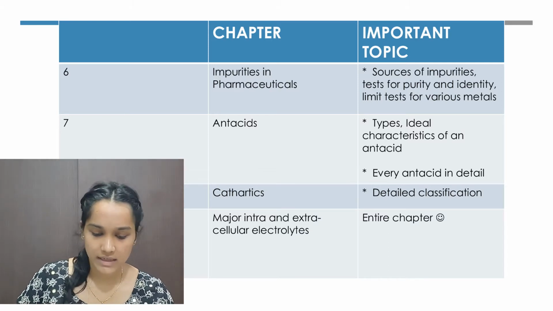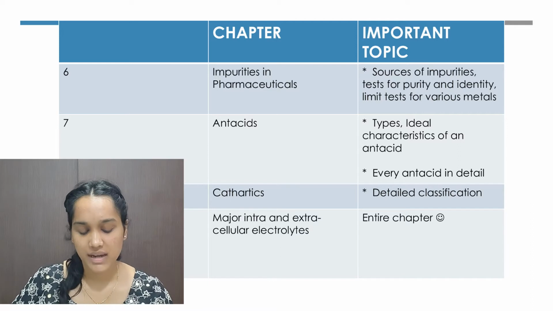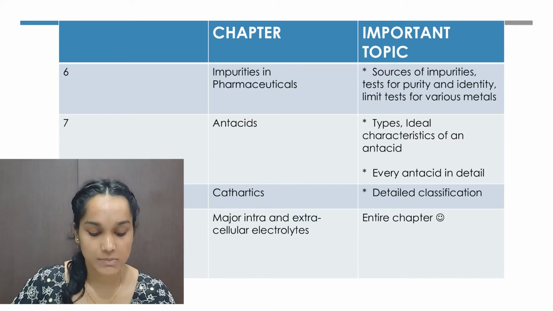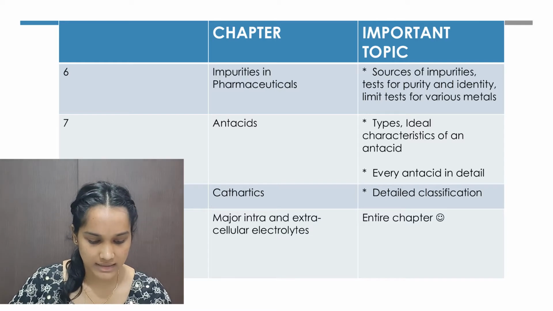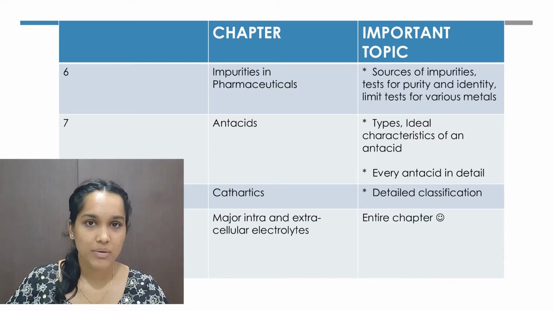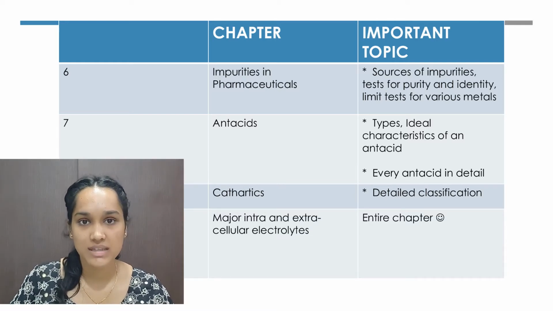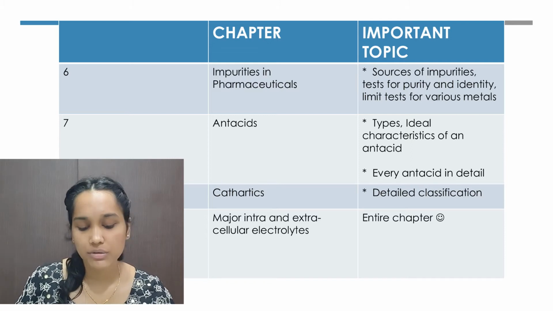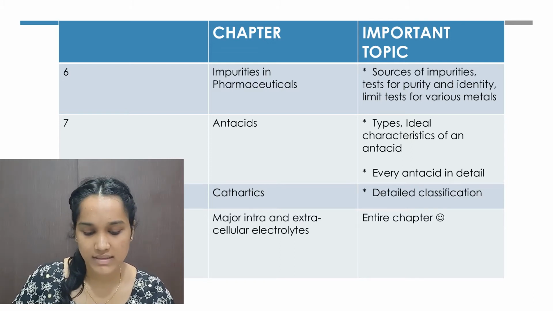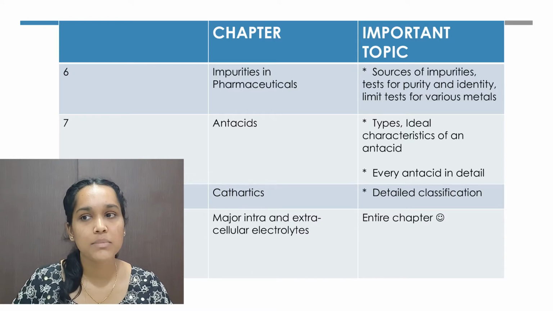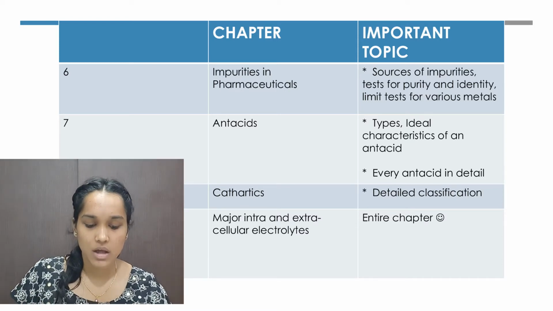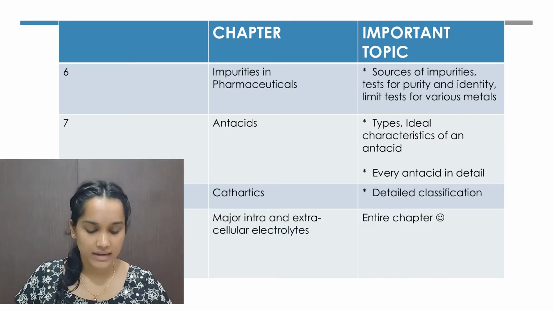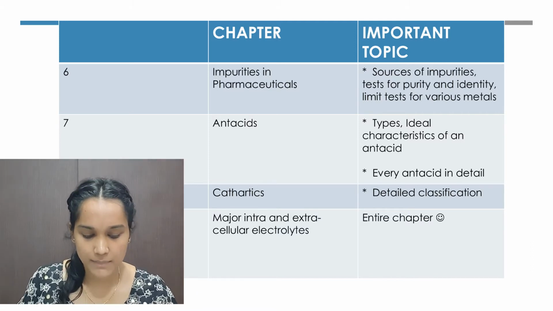Then we have gases and vapors. Here you will learn about oxygen, anesthetics and primary and respiratory stimulants. Acidifying agents, here dilute HCl. Antacids is again important. Every 2 years at least one question is asked about antacids. Write a note on antacid or combination of antacids, or write a note on aluminium compounds used in antacid or magnesium compounds used in antacid, or ideal characteristics of an antacid, and then types of antacids.